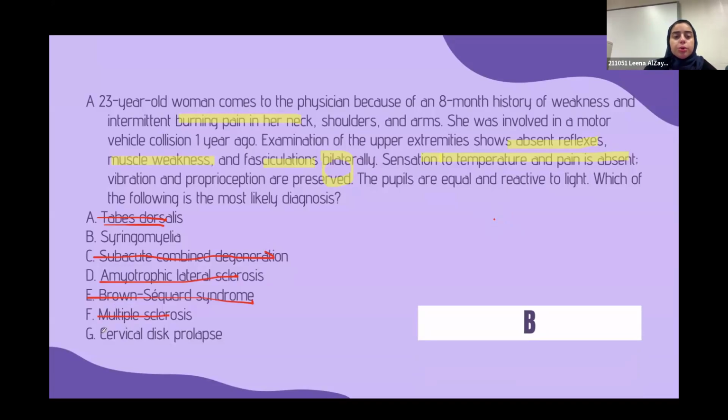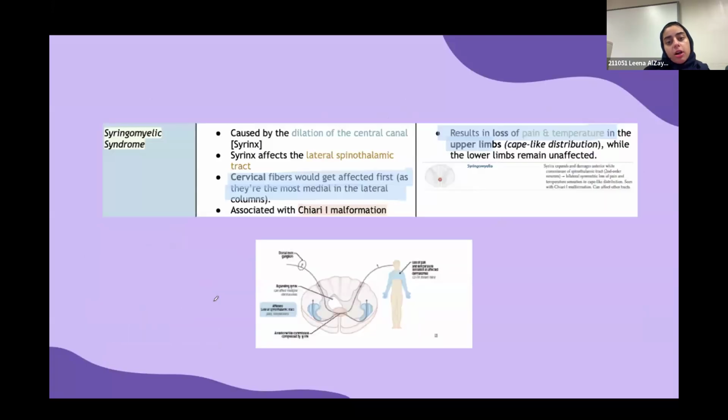Cervical disc prolapse wouldn't be that, because you would have symptoms like we said before, when we said the sacral, and so on. And you wouldn't have temperature involved in cervical disc prolapse as well. So syringomyelia. And as an example, cervical fibers would get affected first.